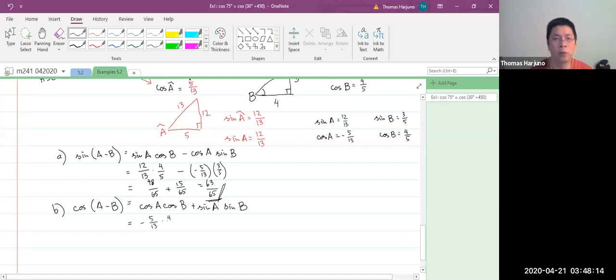Cosine A is negative 5 over 13. Cosine B is 4 over 5. Sine A is 12 over 13. Sine B is 3 over 5. So I get negative 20 over 65 plus 36 over 65. That is 16 over 65.